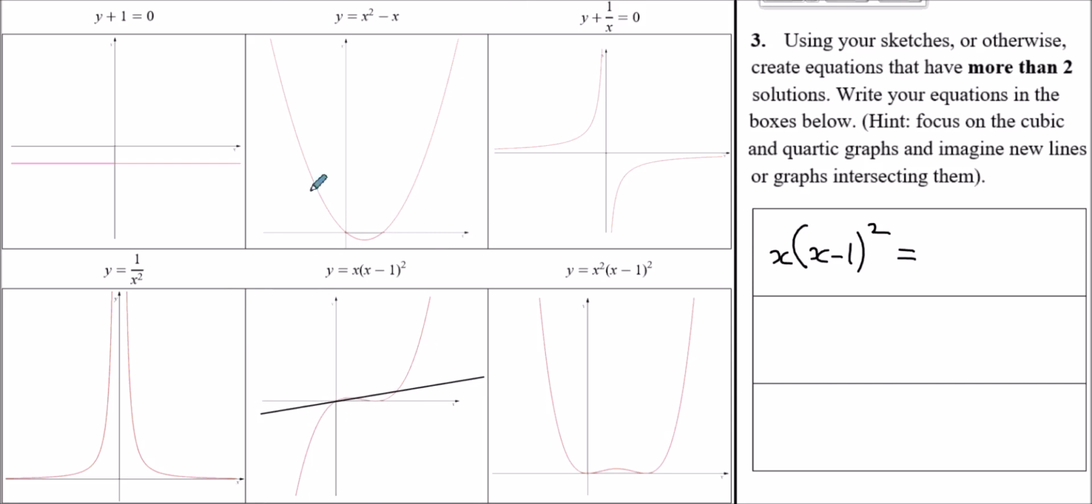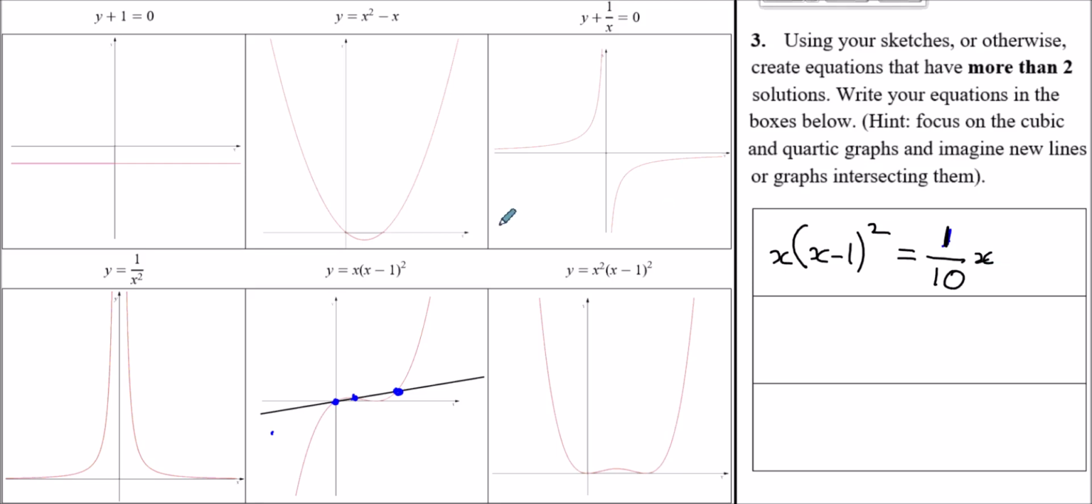Now these are so close together, you might need to put your spectacles on. Intersect there, there, and there. So this gradient here could be a tenth, could be a hundredth. As long as it's really, really shallow, it would intersect. So I'm going to say this is equal to 0.1x, or maybe even 1 over 10x. That would have 3 solutions.